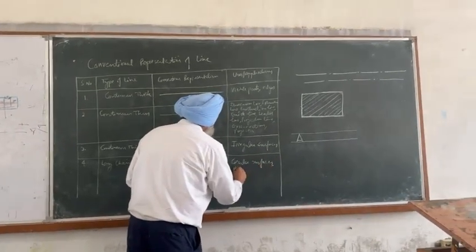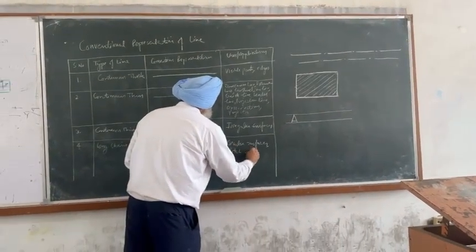That is called pitch circle diameter. Pitch circle diameter.